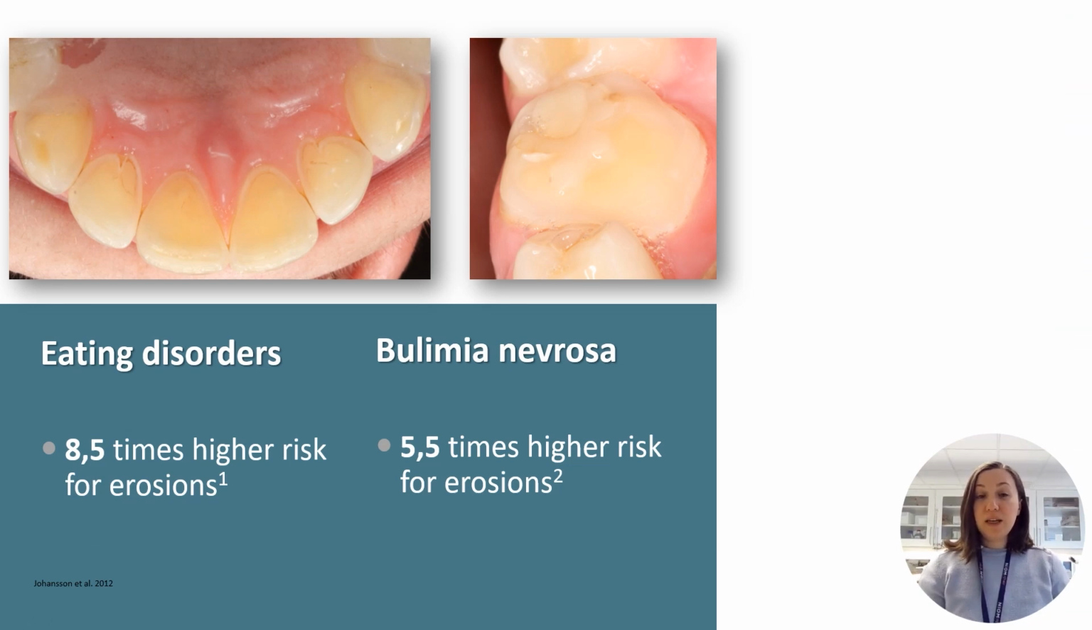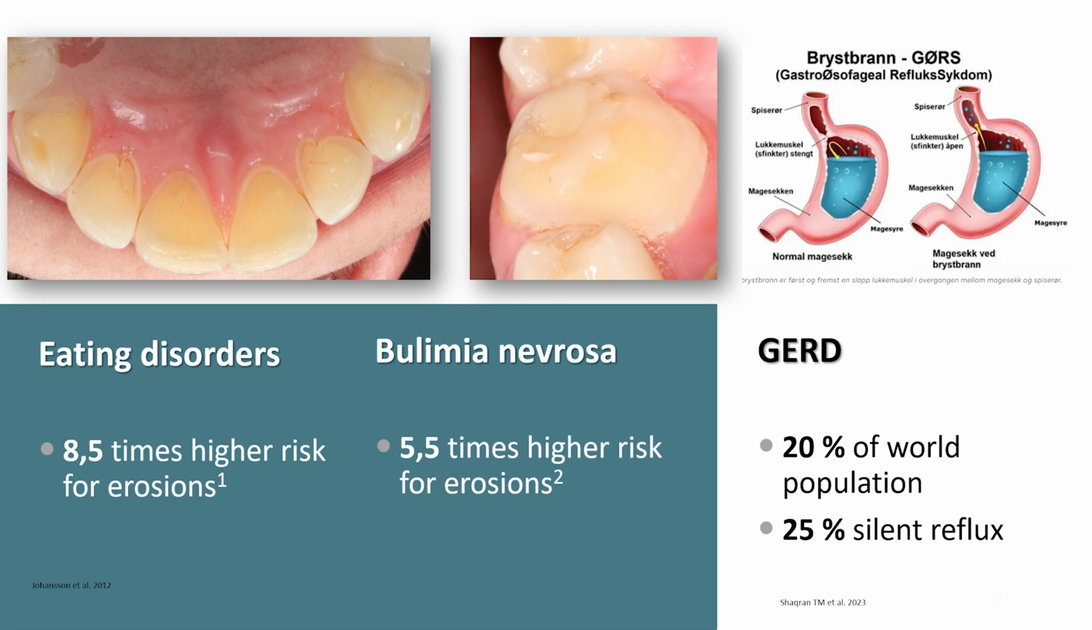Studies report that eating disorders in general are associated with more than 5% increased risk of erosions. Particularly, bulimia is associated with 8.5 times higher risk. Another condition, gastroesophageal reflux disease, where the stomach acid is in frequent contact with the oral cavity due to the weak gastroesophageal sphincter, is found in 20% of the world's population, and in some it can be present as silent reflux when it goes unrecognized.